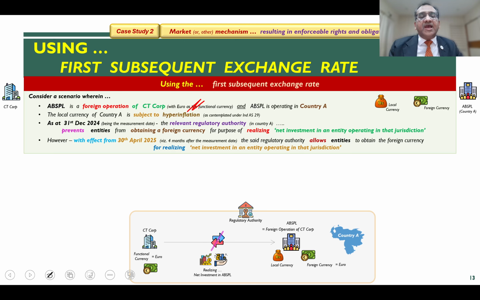Hyperinflation means the inflation rate is, let's say, 200%, 300%, 500%. So you have IAS 29, which talks about hyperinflation and how the accounting has to happen. Essentially, this is a situation of excessive inflation. So if country A is plagued by excessive inflation, that means the value of the money is coming down very rapidly.